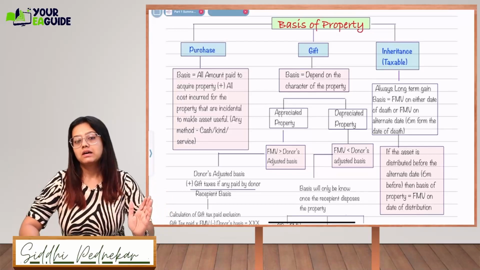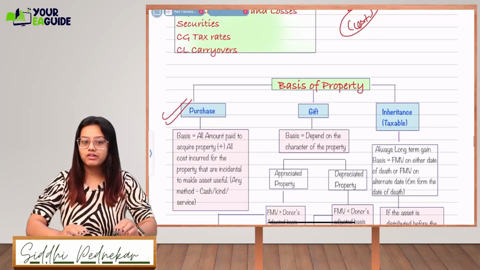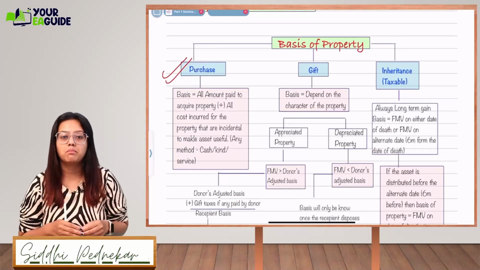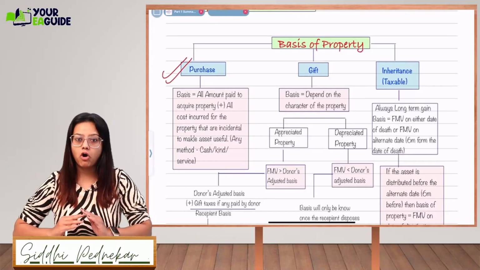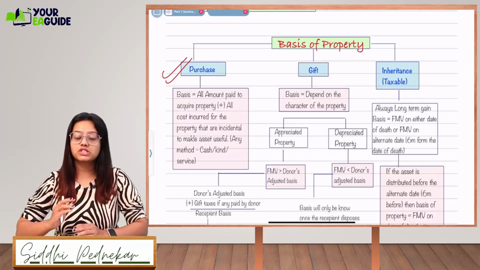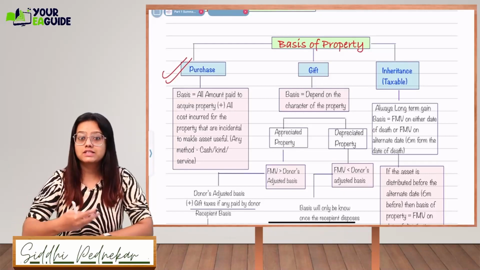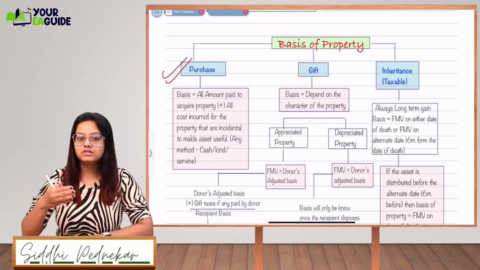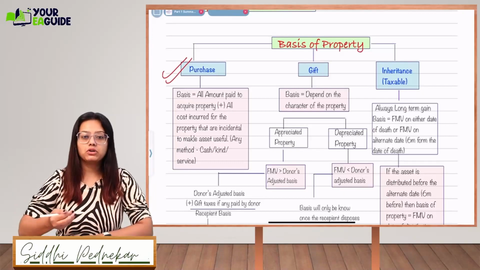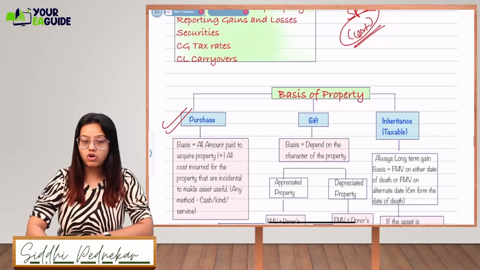The basis, whenever you purchase any asset, is equal to the amount paid to acquire the property. So whatever price you have paid to acquire the property, take all that amount plus all costs incurred to bring that property into existence. All the incidental charges, all the sales tax, all the labor-related charges, installation charges, everything incurred to bring that property into working condition is called the purchase price for the asset, and that purchase price is your cost basis.